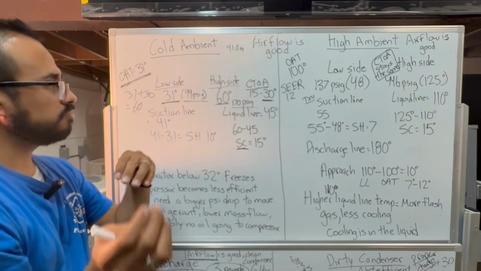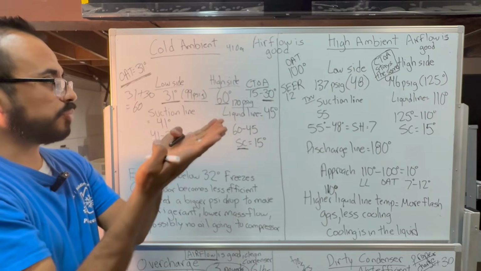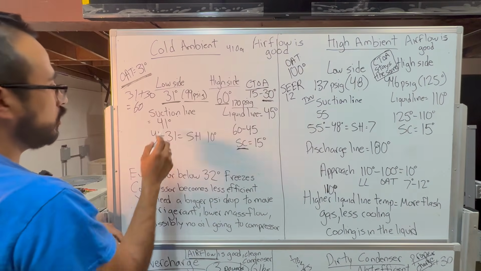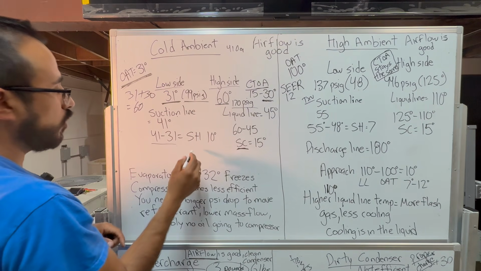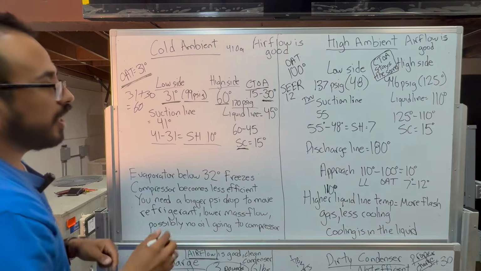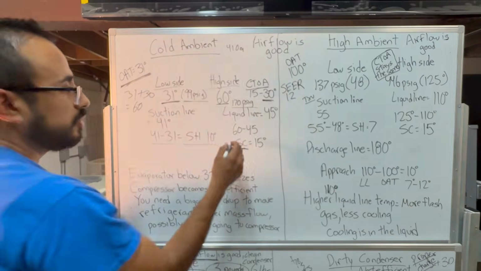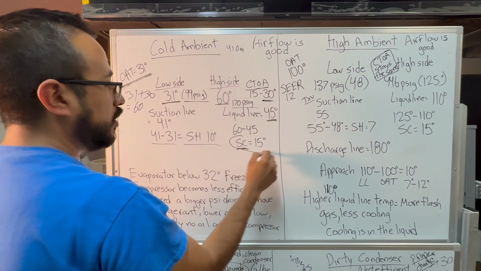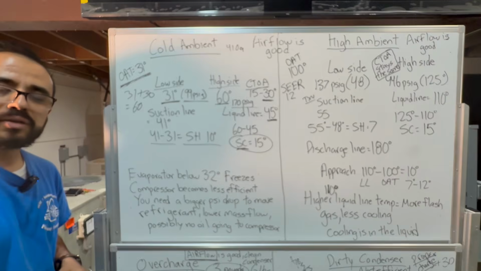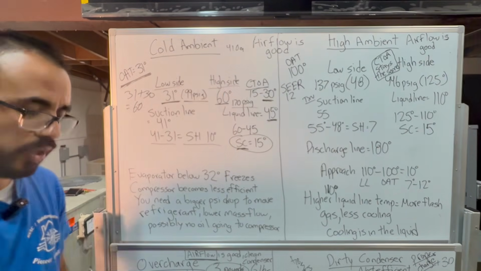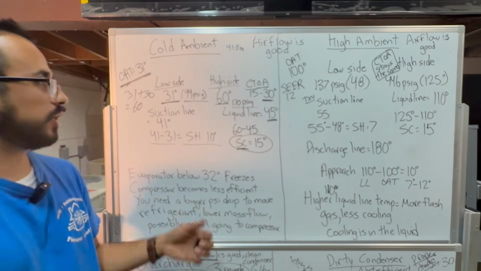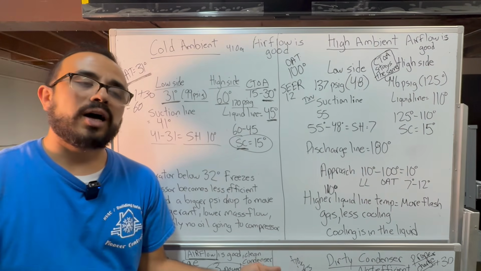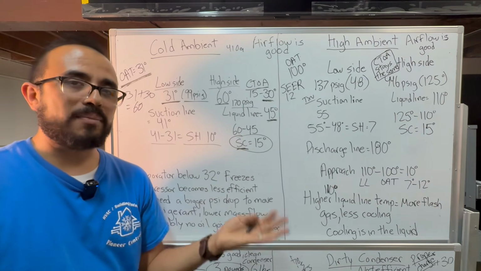It is pumping. It does have a higher head pressure and a lower suction pressure. My suction line is 41. 41 minus 31, superheat 10. Look at my subcooling. 60 minus the liquid line temperature is 45. I have subcooling. So maybe you're asking yourself now, well, I have subcooling, I got pressures, my superheat's okay. Why can't I run my system when it's cold ambient?